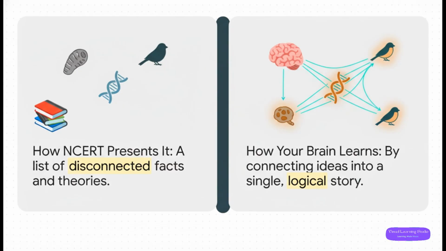Now here's the thing. The problem isn't you, it's all about how the information is presented. Your textbook can feel like this long, random list of disconnected facts. But that's not how our brains learn things. Our brains are wired for stories. We need a single, logical narrative that connects all the dots. And that's exactly what we're going to build today. We're going to tell the story of evolution.